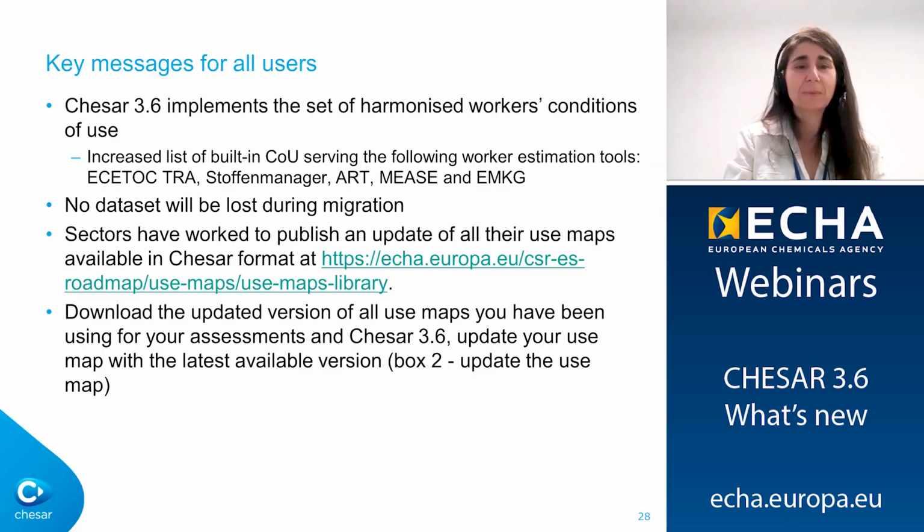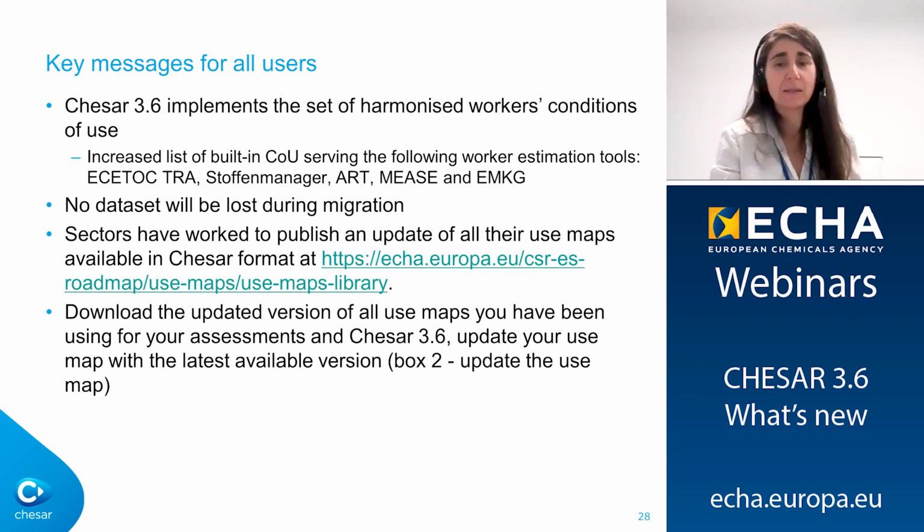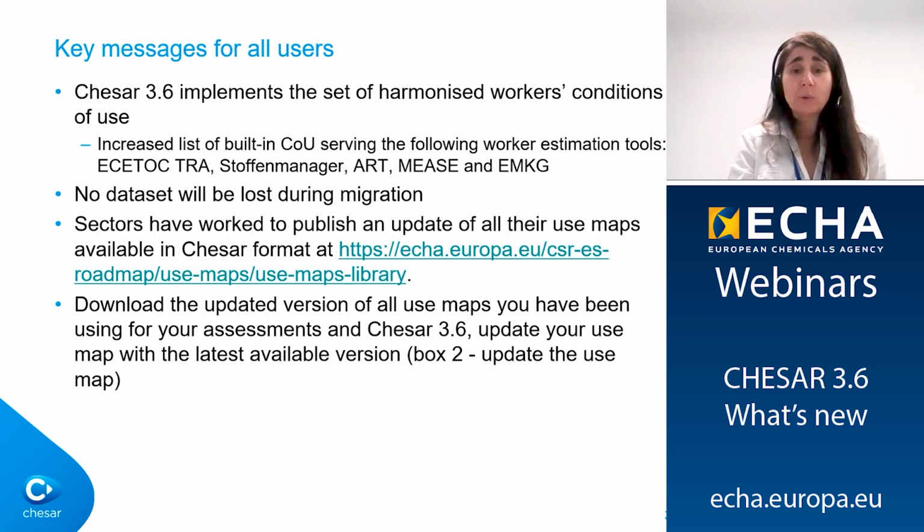So for all users, the main key messages are: first, Chesar 3.6 implements the set of harmonized workers' condition of use, which means that now Chesar has an increased list of built-in condition of use serving ESA.TRA, Stoffe Manager, ART, MEIS, and EMKG. No dataset will be lost during the migration. The sectors have worked hard to publish an update of the use map, available in Chesar format. And all the use maps can be downloaded from the use map library web pages in the ECHA website.